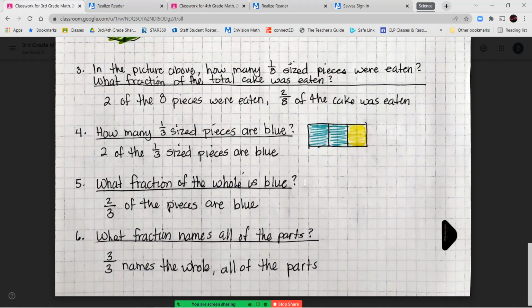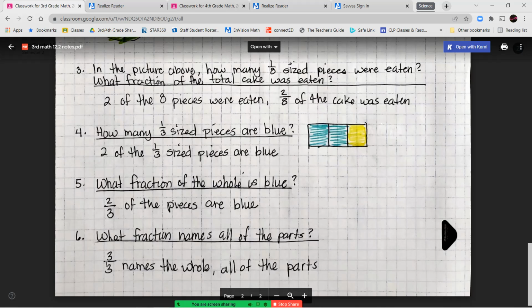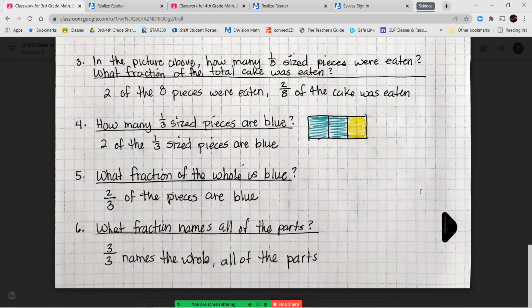For number 6, what fraction names all of the parts? So 1, 2, 3 pieces out of 3 pieces. So 3 out of 3, which is the whole, names all of my parts.